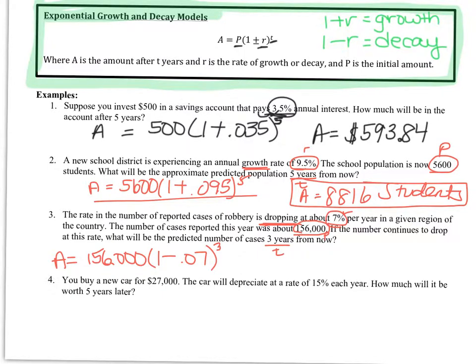So when I type this in my calculator and I hit enter, I again get a decimal. So I can't have a point-something number of cases, so I round. So I have A equals 125,480 cases.